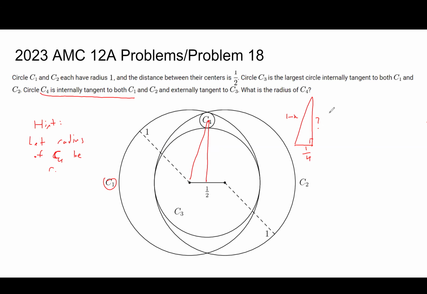So we're trying to find this distance here. What is this distance? I'll give you guys 2 minutes to figure out how we could represent this length here in terms of X.